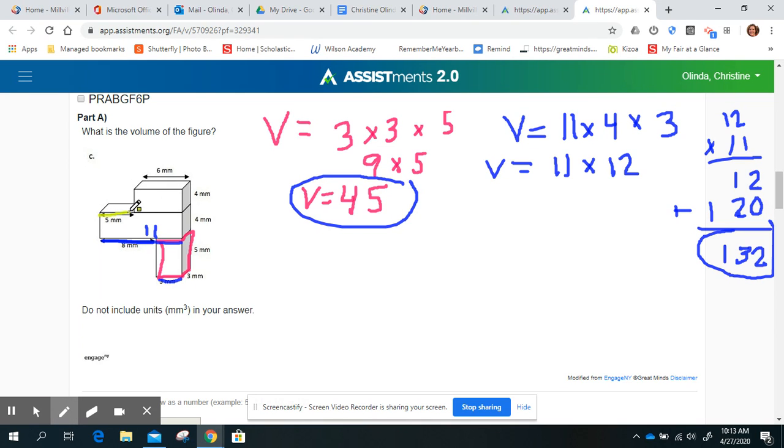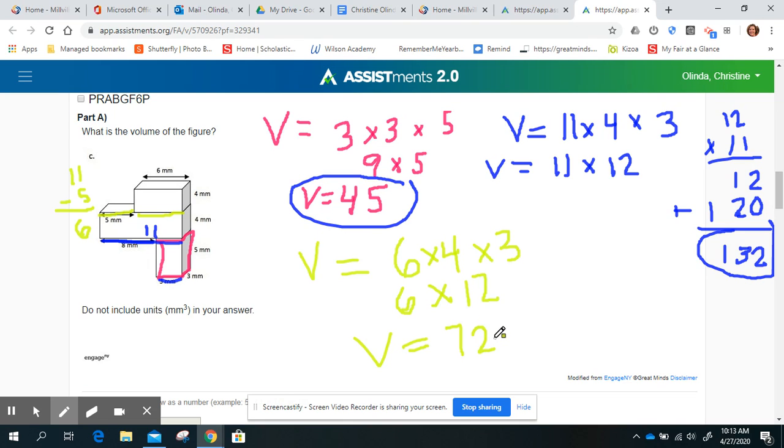Again, I know that this is 5. I don't know what this is, but I do know the whole is 11. So if I subtracted the whole, 11, minus the part I know, 5, I would get 6. So the volume would be 6 times 4 times 3. 4 times 3 is 12 times 6. So the volume will be 72.